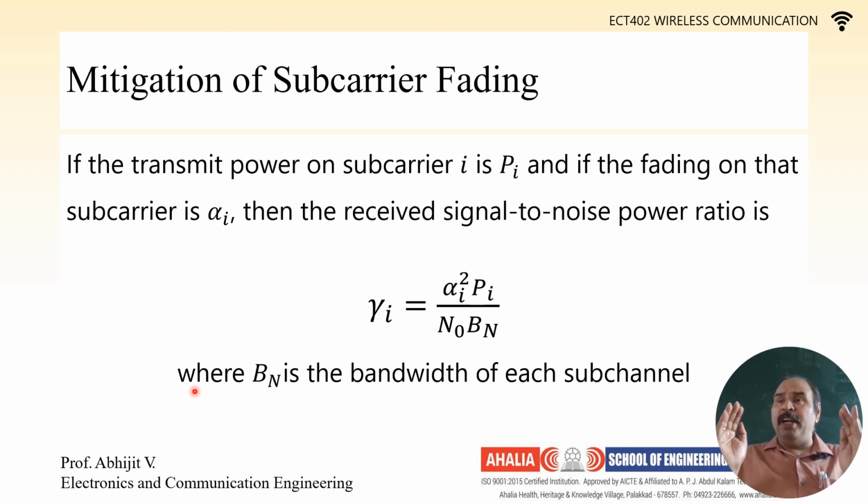We are dividing this total bandwidth into N number of subchannels. So we are calculating the signal to noise ratio, where Pi is the power of the ith subcarrier and fading is denoted by alpha i. We get gamma i, that is the SNR on the ith subcarrier, equal to alpha i square Pi by N naught Bn. N naught by 2 is the power spectral density of the input signal.